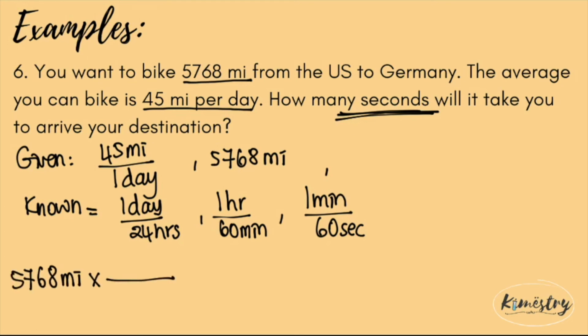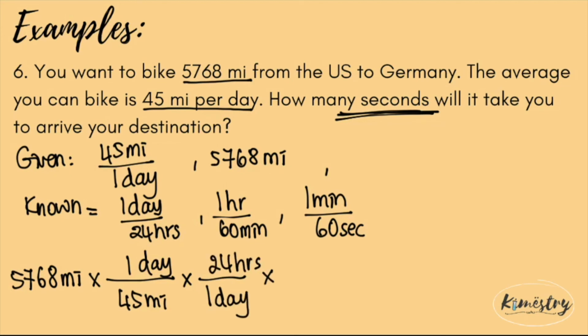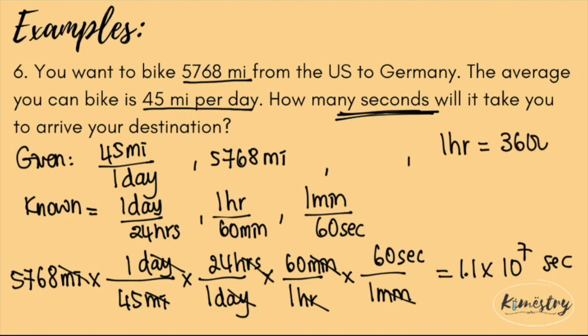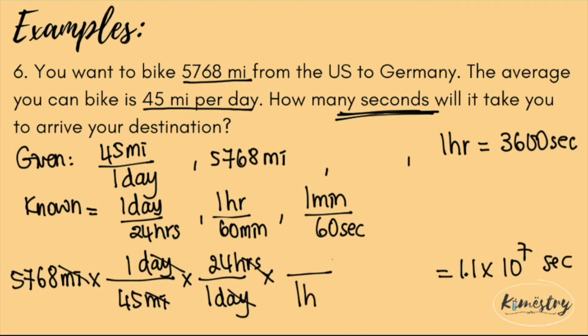mile. In order to cancel out mile, I can use 45 miles per 1 day. And then to cancel out day, I can use 1 day 24 hours. I can use 1 hour 60 minutes, and I can use 1 minute 60 seconds. Every unit cancels out. I've got my answer in second, which is going to be 1.1 times 10 to the 7th second. Another way is, if you remember 1 hour equals 3600 seconds, you can also just use that here, and you get your answer.